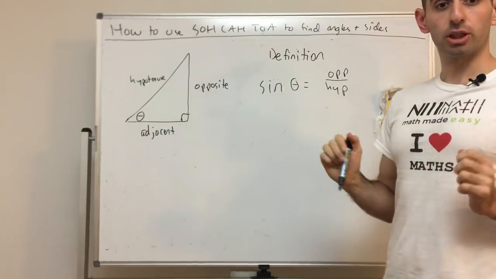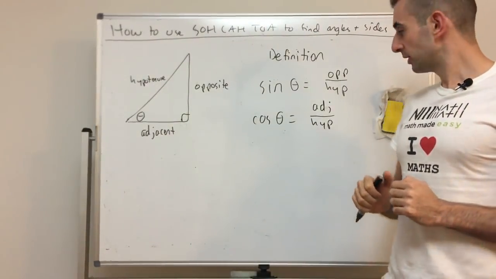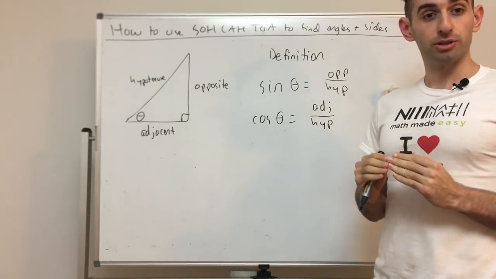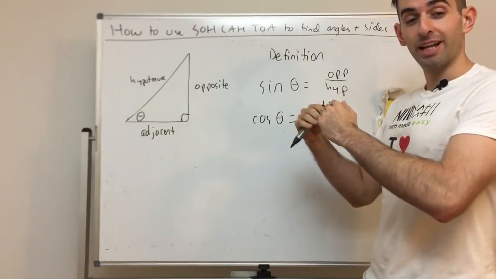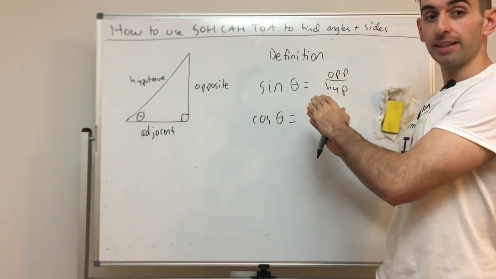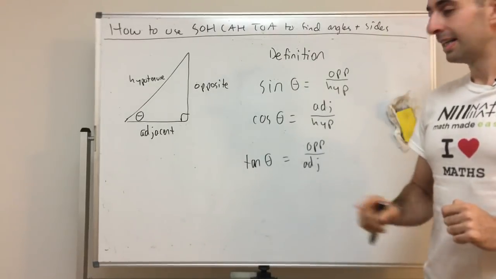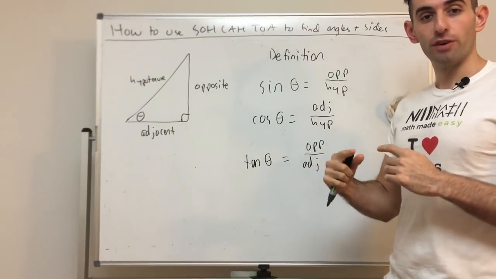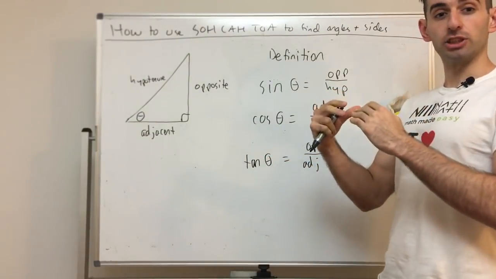The next trigonometry ratio, cos theta equals adjacent over hypotenuse. The full name is cosine, but we just shorten it to cos theta. And the last, tan theta equals opposite over adjacent. This is shortened from tangent.